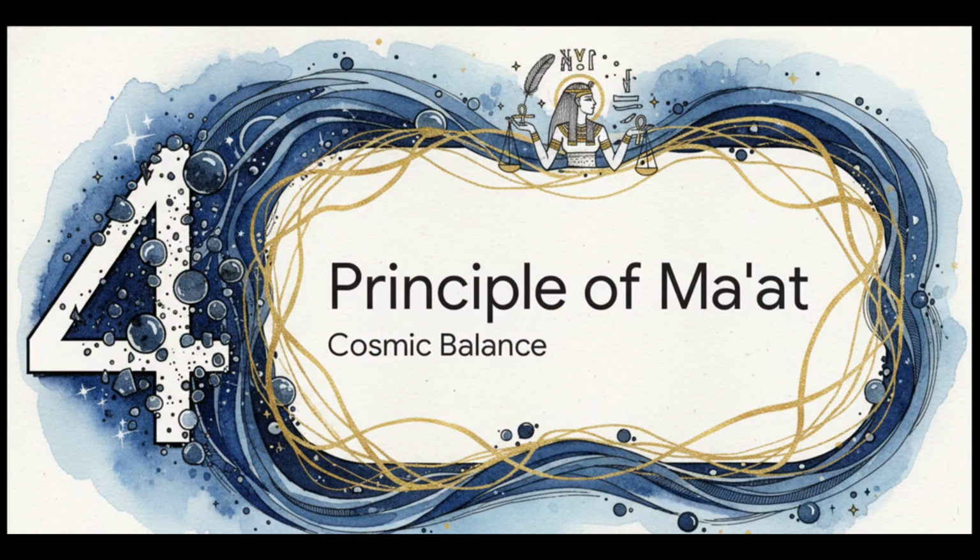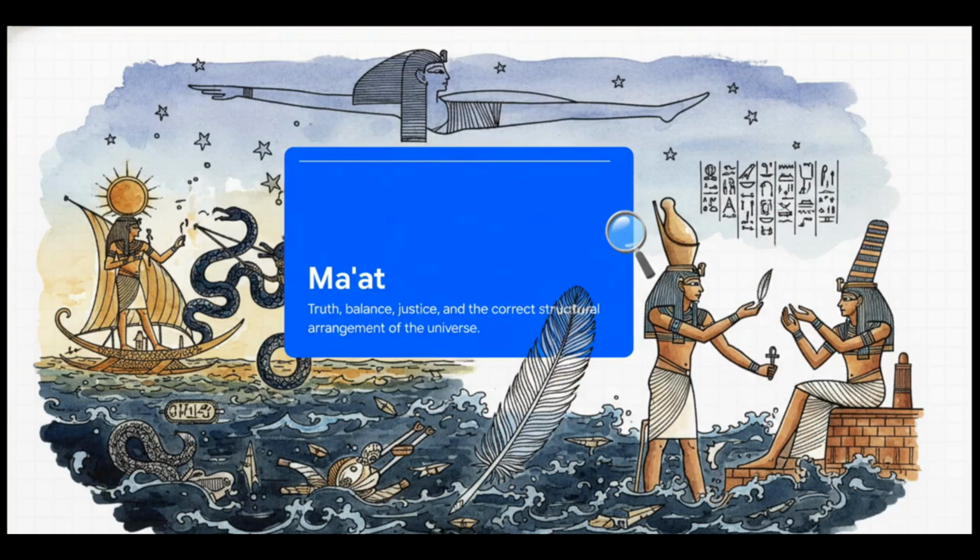Which brings us to section 4, the principle of Ma'at. So you might be wondering, what keeps this incredibly fragile bubble from simply popping, from dissolving right back into that dark, endless water? Well, that's where Ma'at comes in. Ma'at represents truth, balance, justice, and the exact correct structural arrangement of the entire universe. It acts as the ultimate cosmic glue.